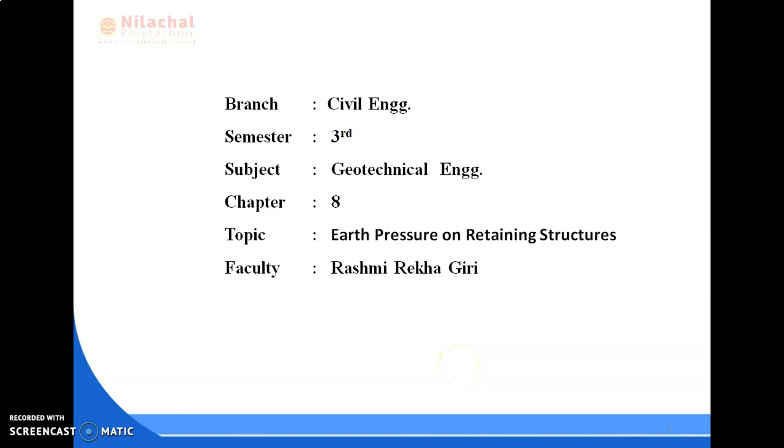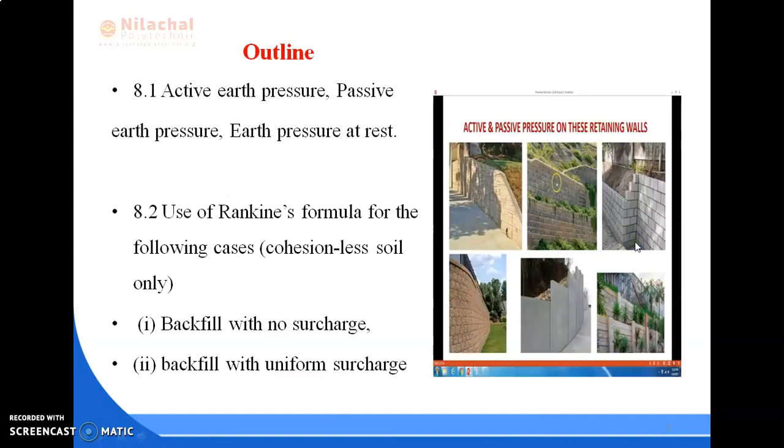Hello everyone. We are going to start a new chapter. This is chapter 8 and the name of this chapter is Earth Pressure on Retaining Structures. So this is the outline of this chapter.